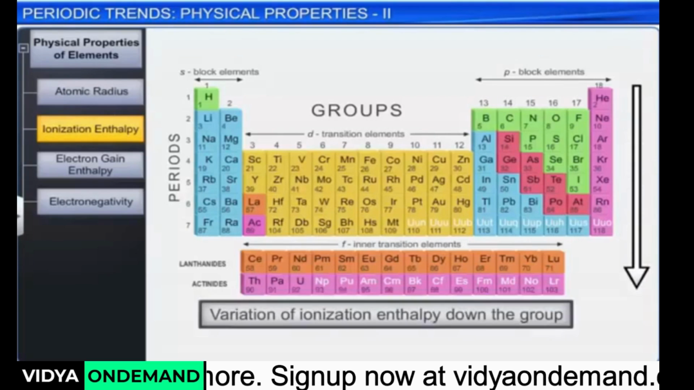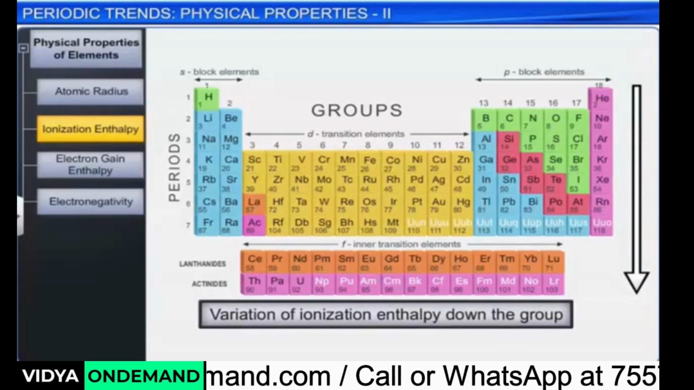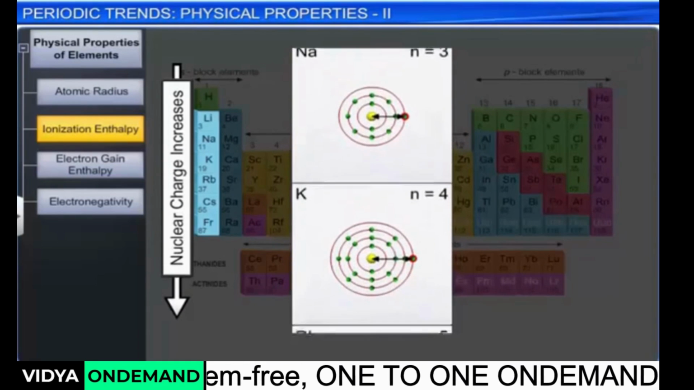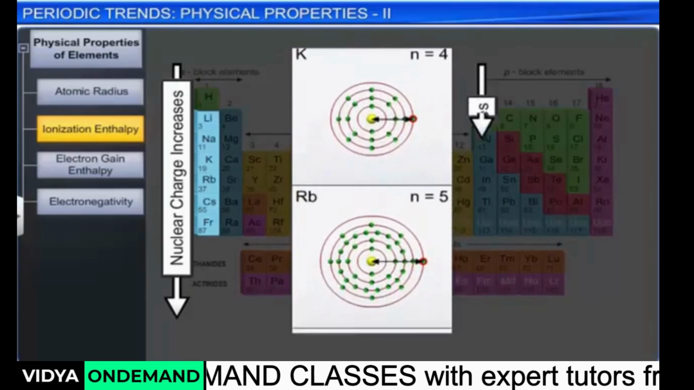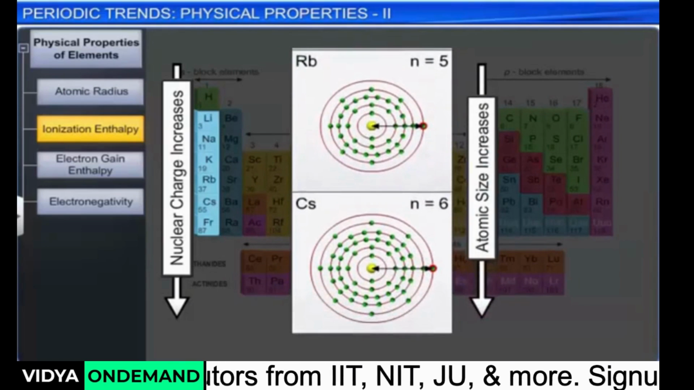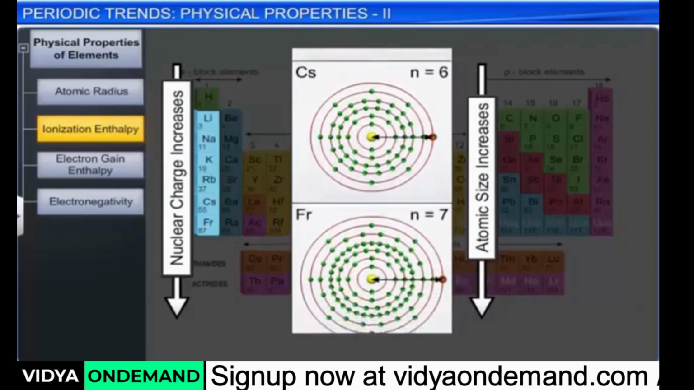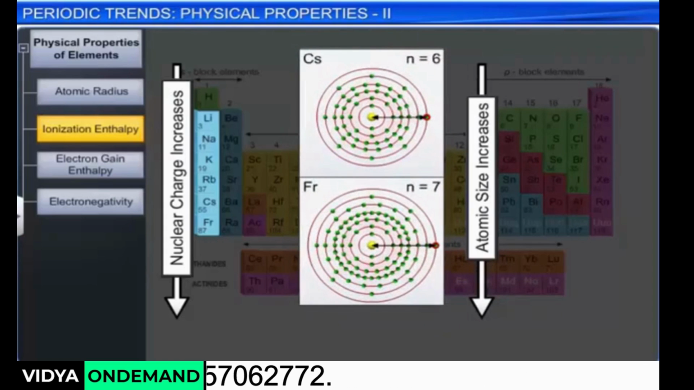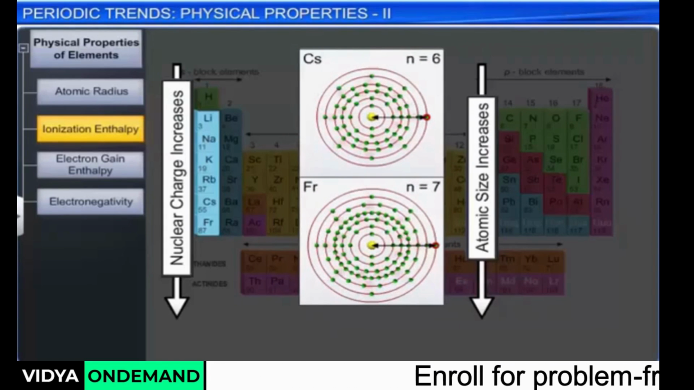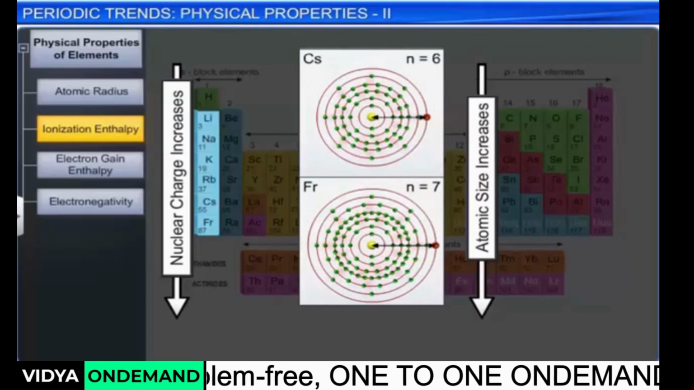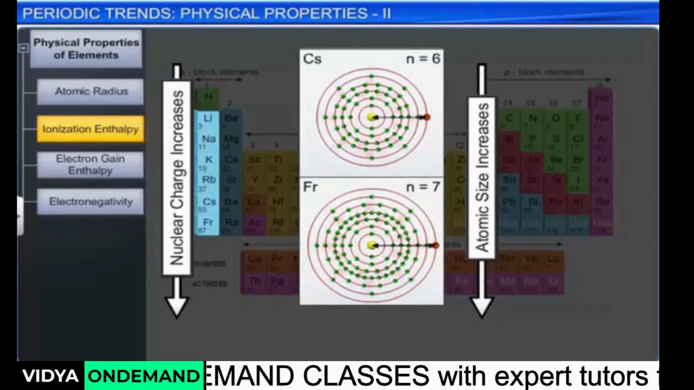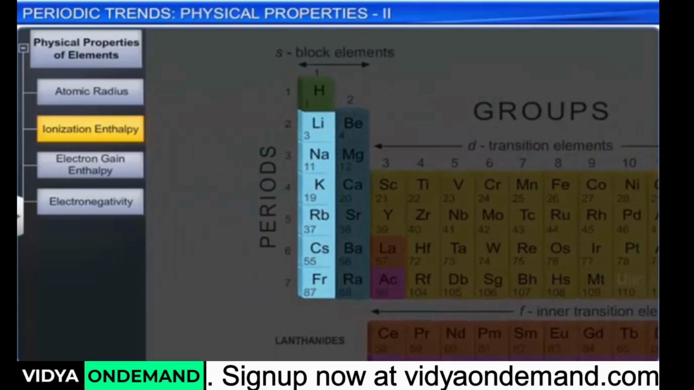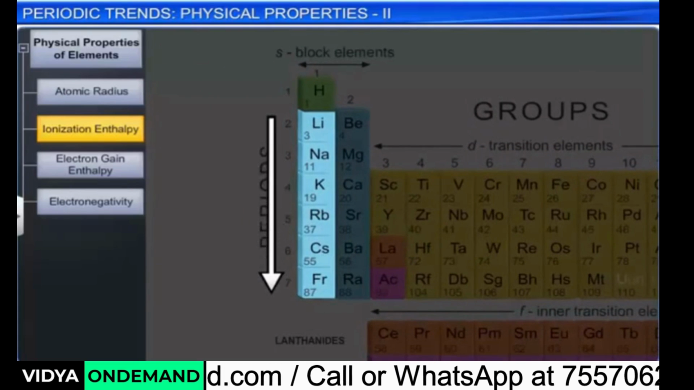Let's now discuss the variation of ionization enthalpy down the group. As we go down a group, although the nuclear charge increases, the size of an atom and the shielding effect also increase with the increase in the number of shells. Due to this, the nuclear attraction on the outermost electron is decreased. Thus, removing such an electron requires less energy, and hence, ionization energy decreases down a group.